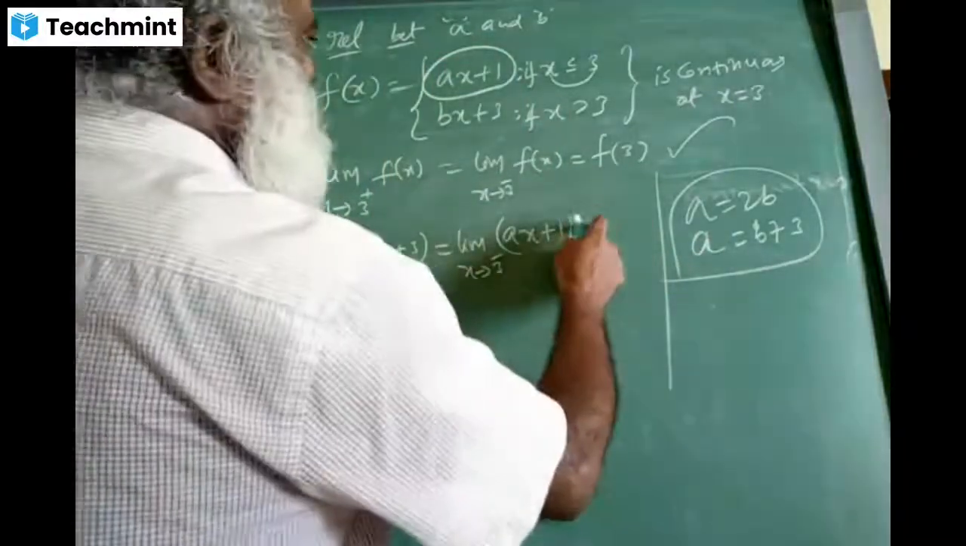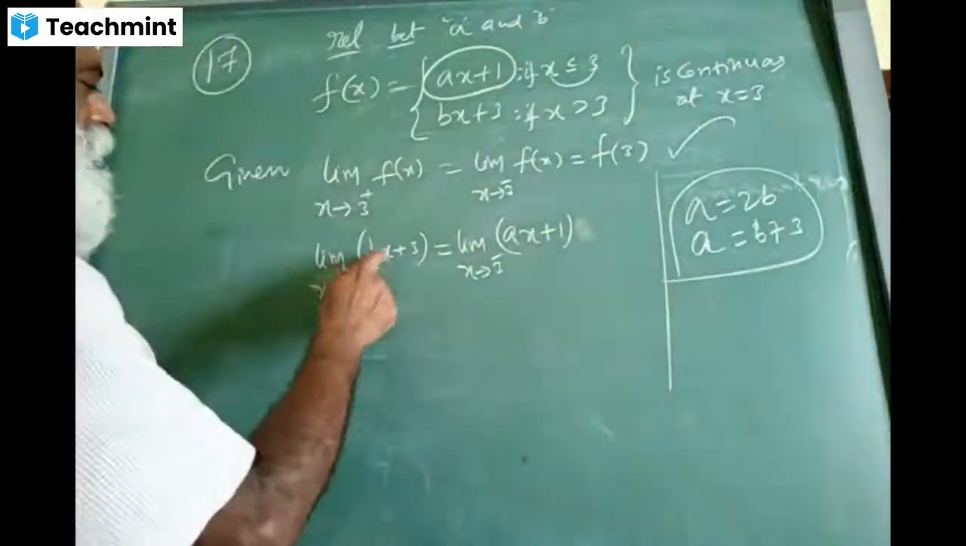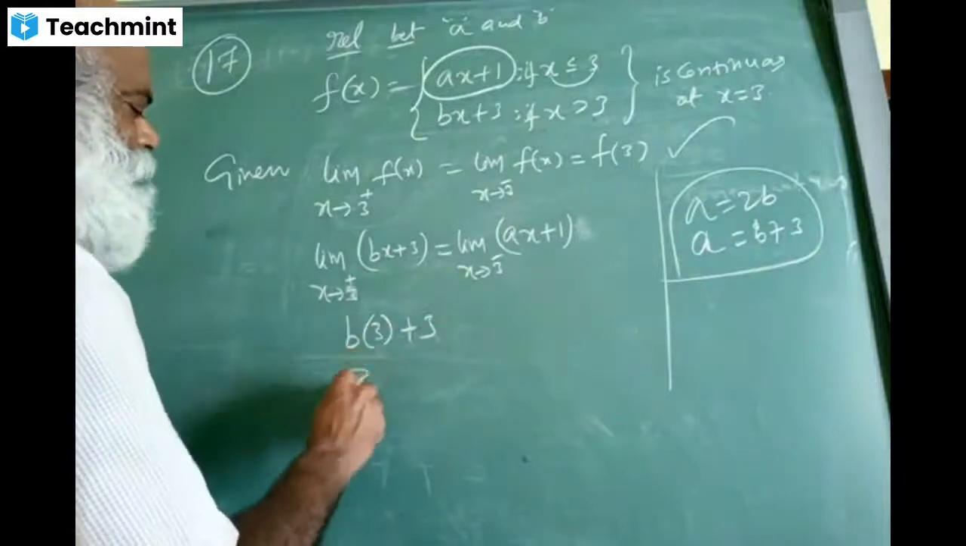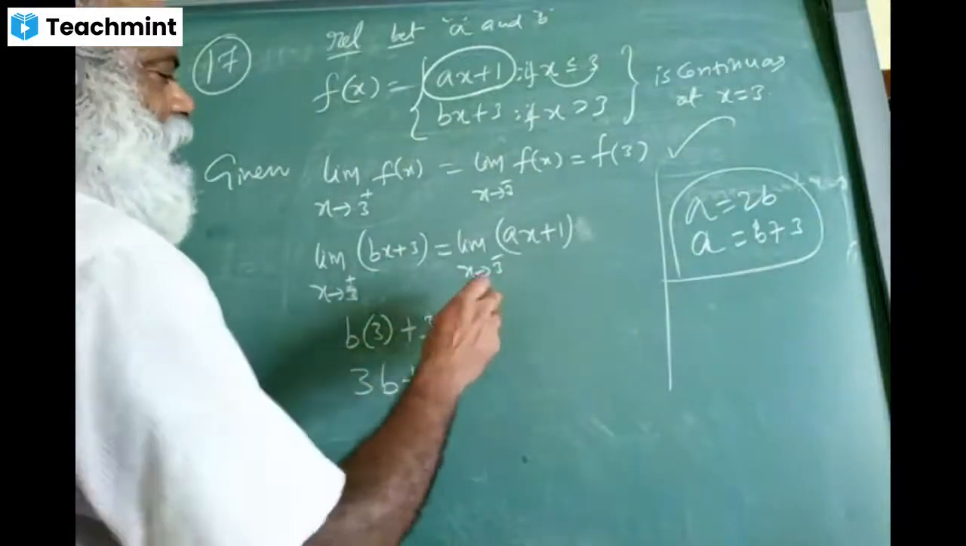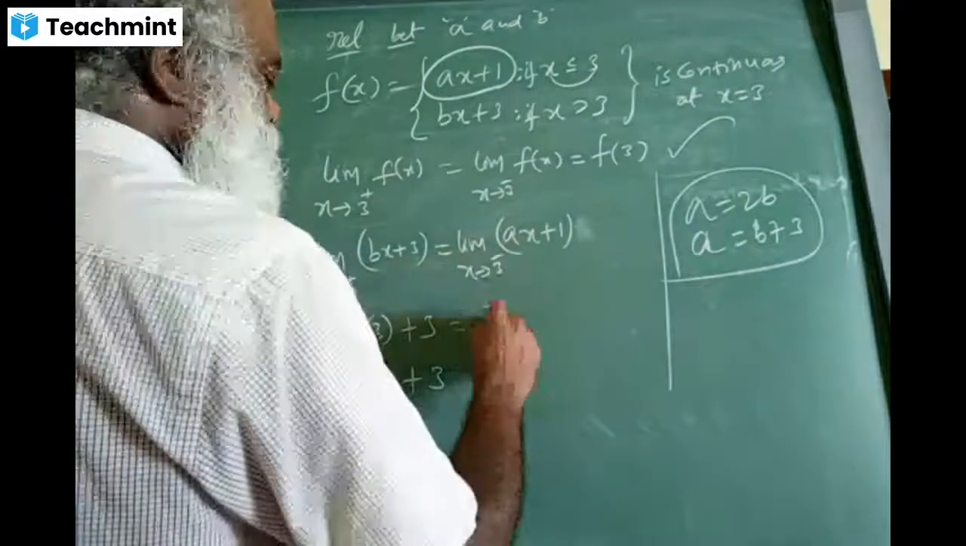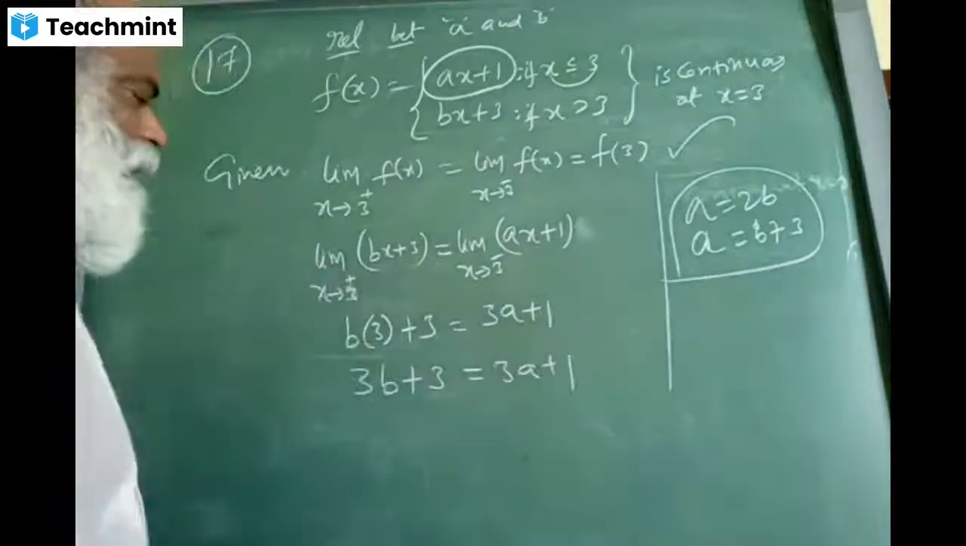The functional value is going to be the same. Put x equal to 3 in this, you get b into 3 plus 3, that is 3b plus 3. Here we put x equal to 3, 3a plus 1. 3a plus 1.